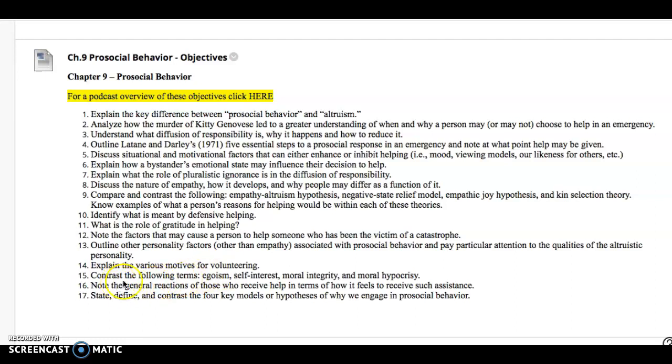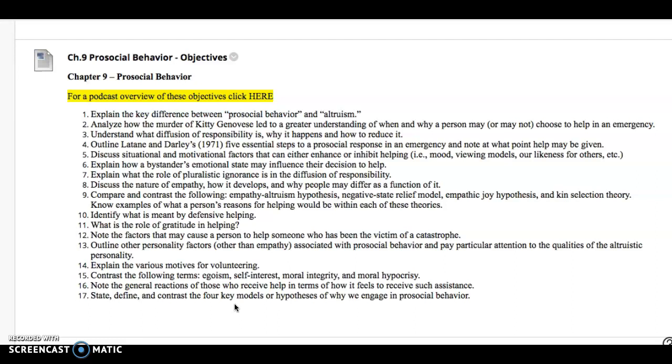volunteering? And then contrast the following terms: egoism, self-interest, moral integrity, and moral hypocrisy. What are these terms in their meaning, and how do they relate to one another, and how do they map onto volunteering? Note the general reactions of those who receive help in terms of how it feels to receive such assistance. So how does the recipient usually respond when they're given help or assistance?